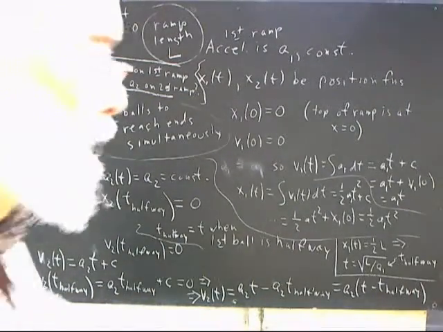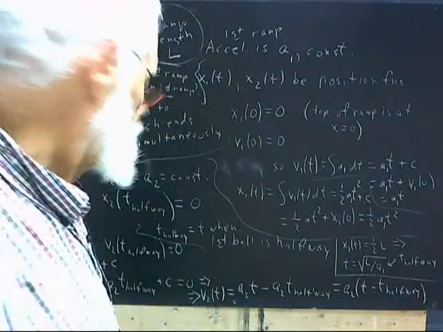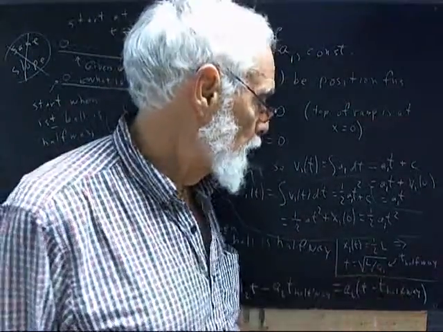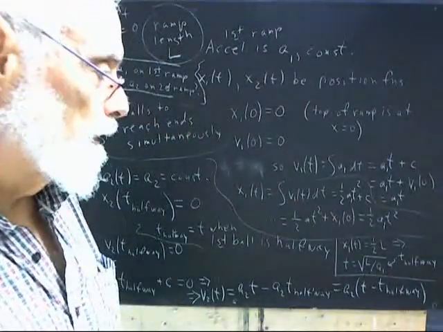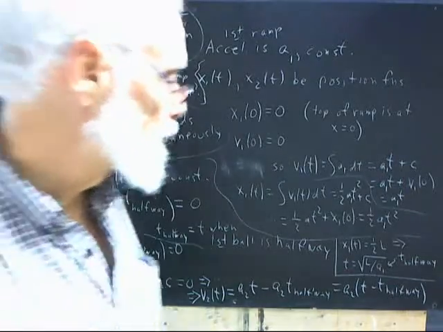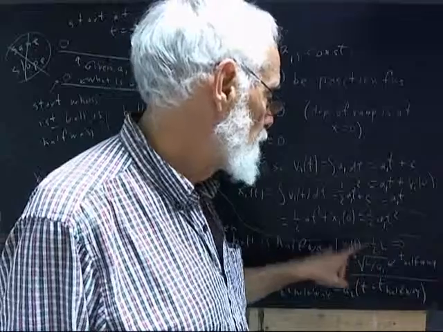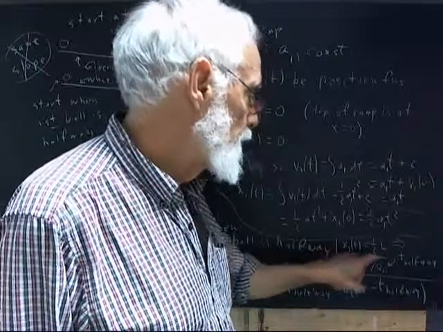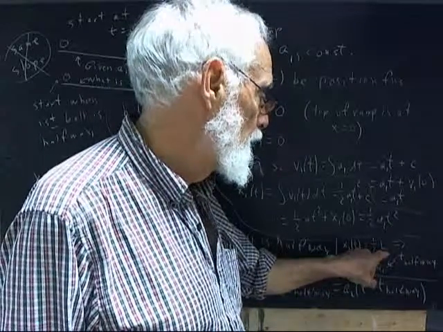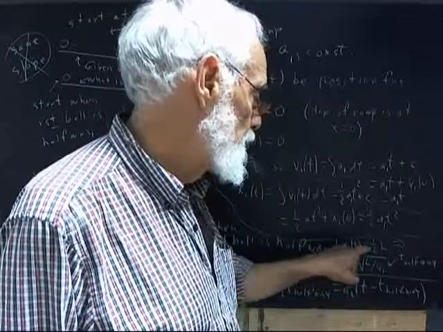One thing I didn't do in class that I kind of wish I had, which might have avoided a little bit of confusion when we get on into the later analysis. I'm going to note that x1 of t is 1/2 L. What does that mean? That means the position is halfway along the ramp.